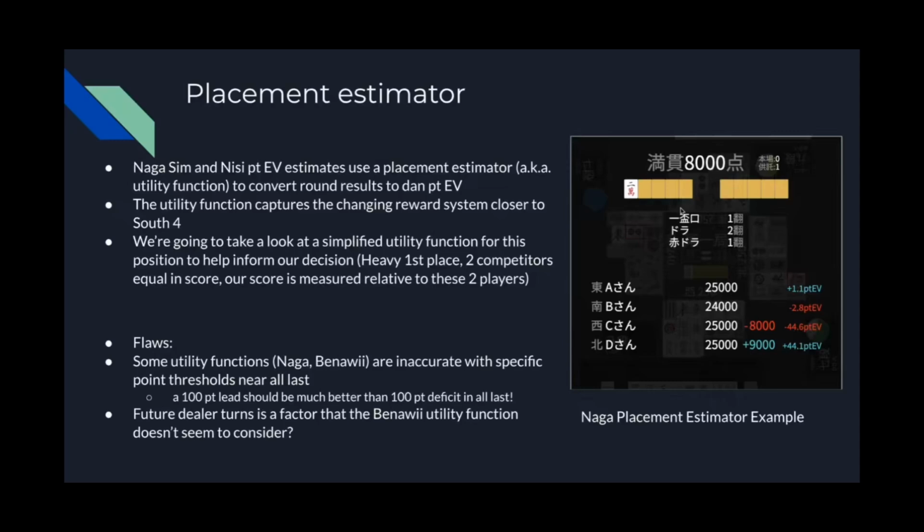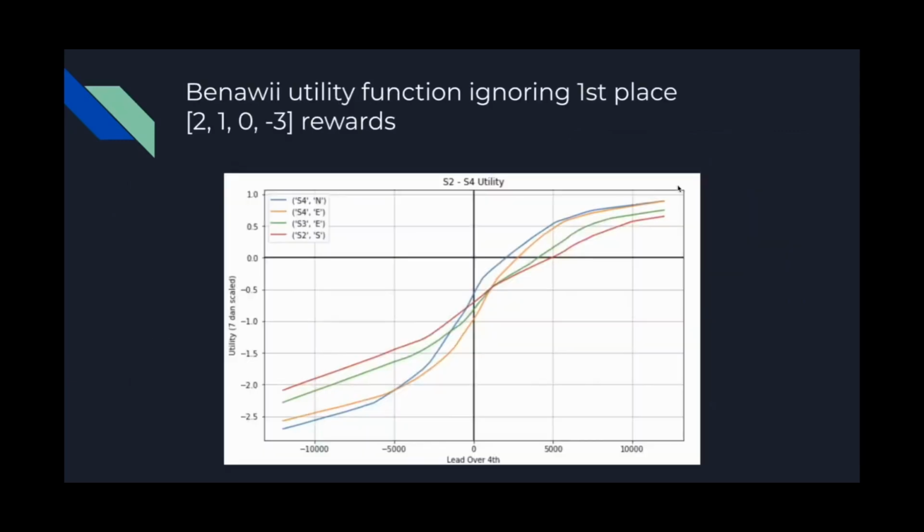So let's take a look at a simplified utility function that I plotted for a situation. In this utility function, assume that we're ignoring first place. First place has 60,000 points. We're not catching them. And assume that our rewards are 2 for first, 1 for second, -3 for last, and 0 for third. And we assume that the other 2 players who aren't first place have the same amount of points. So on the x-axis, I plotted our lead over 4th place.